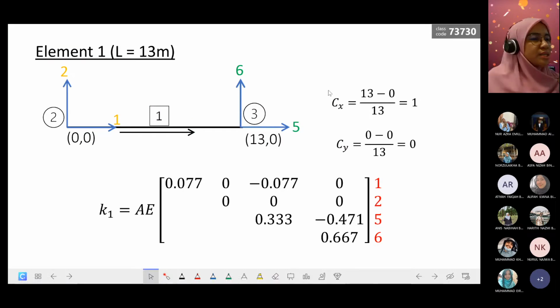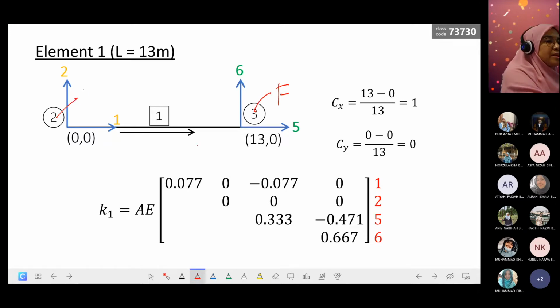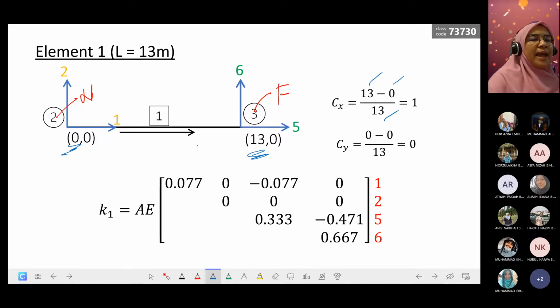The values of CX and CY here, we get from the arrow, that's why the arrow is important. The arrow will guide us to identify which one is the near end and the far end. The arrow will always go to the far end. So this becomes far, this becomes near. It is far minus near. Far minus near means this far minus near. It is 13 minus 0 divided by length.